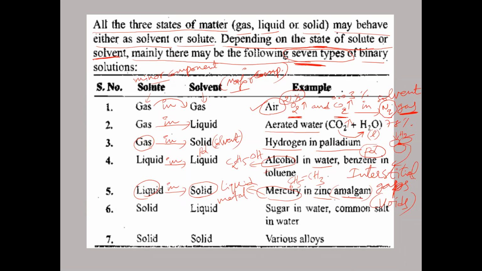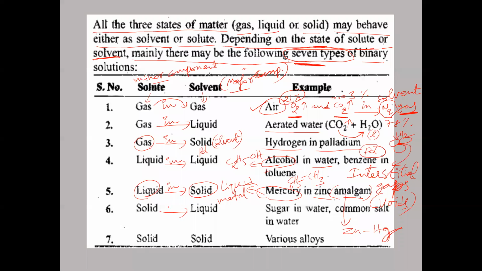Amalgam means what? One component must be mercury. In the solution, one component must be mercury. Then it is called amalgam. Now, what is along with mercury here? Zinc is along with mercury. So we can say this is zinc amalgam. It will be represented like this: ZnHg. Zinc amalgam it is. Is that clear? Next one.